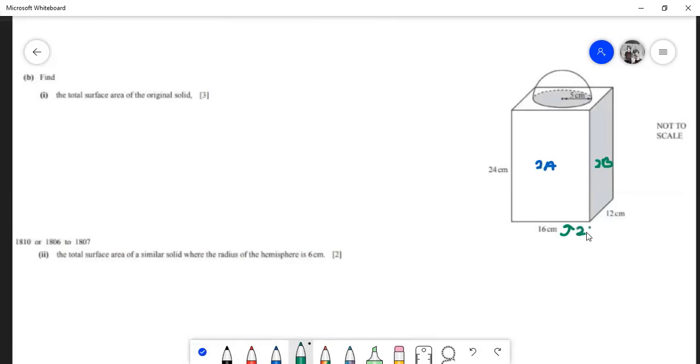Some students will tell me, sir, but the bottom and top, some part is taken by the hemisphere. It's okay, just chill. I'll find a way to do it. So what we will do first, we just focus on the cuboid. I'm going to write here cube. We just focus on the cube.